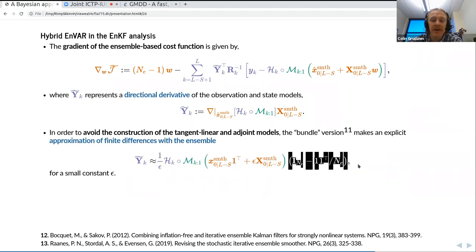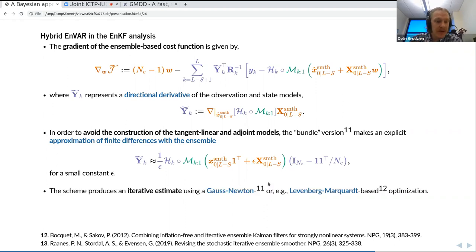And this term over here, in statistics, is known as the centering transform. All this does is write all the differences of the ensemble perturbations from the ensemble mean in the observation space. So we are explicitly writing this as a finite difference approximation. In that respect, it's not so bad. It's just knowing some of this matrix algebra and some of these notations that we use. But you can be thinking about this exactly: this is a finite difference approximation. So the scheme then produces an iterative estimate using a Gauss-Newton, for example, or Levenberg-Marquardt based optimizations, both of which have been used in a variety of circumstances.